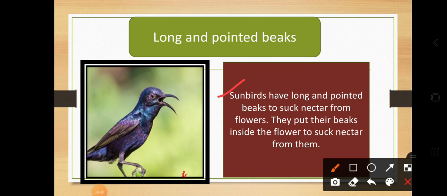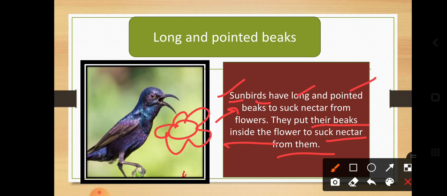Okay, so dear students, what is the spelling of sunbirds? It is the combination of two words, that is sun and birds. S-U-N, sun, B-I-R-D-S, birds. Okay, it is a purple sunbird which has long pointed beaks to suck nectar from the flowers, and they put their beaks inside the flower to suck nectar from them. So with the help of their sharp and pointed beak, they are sucking the nectar from the flower.